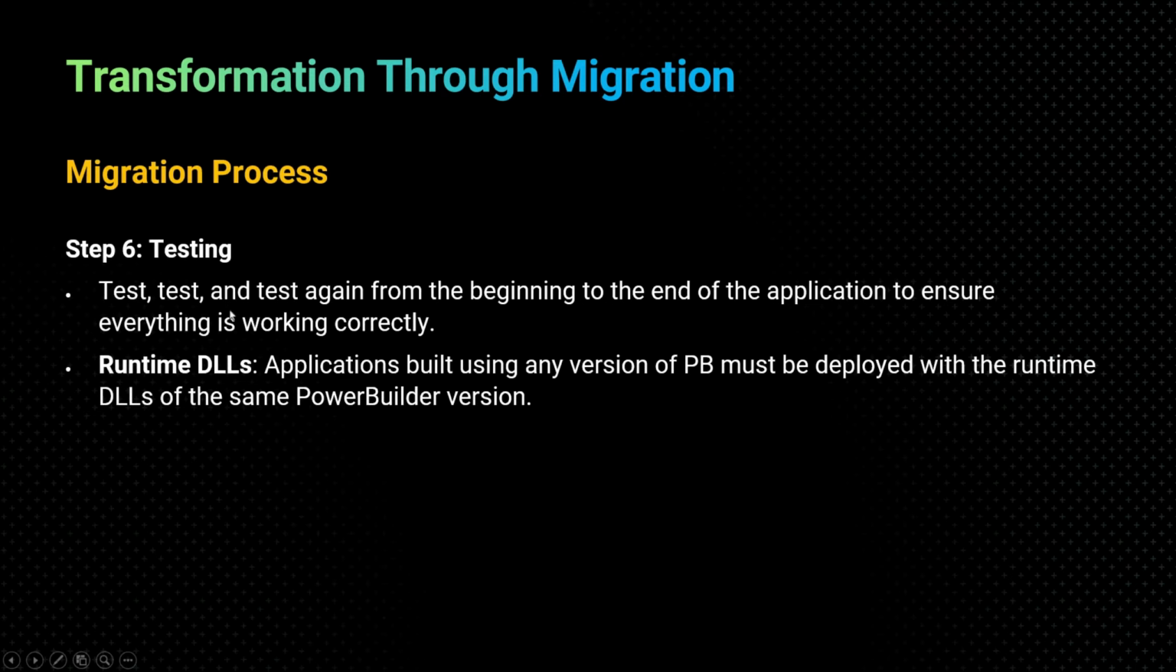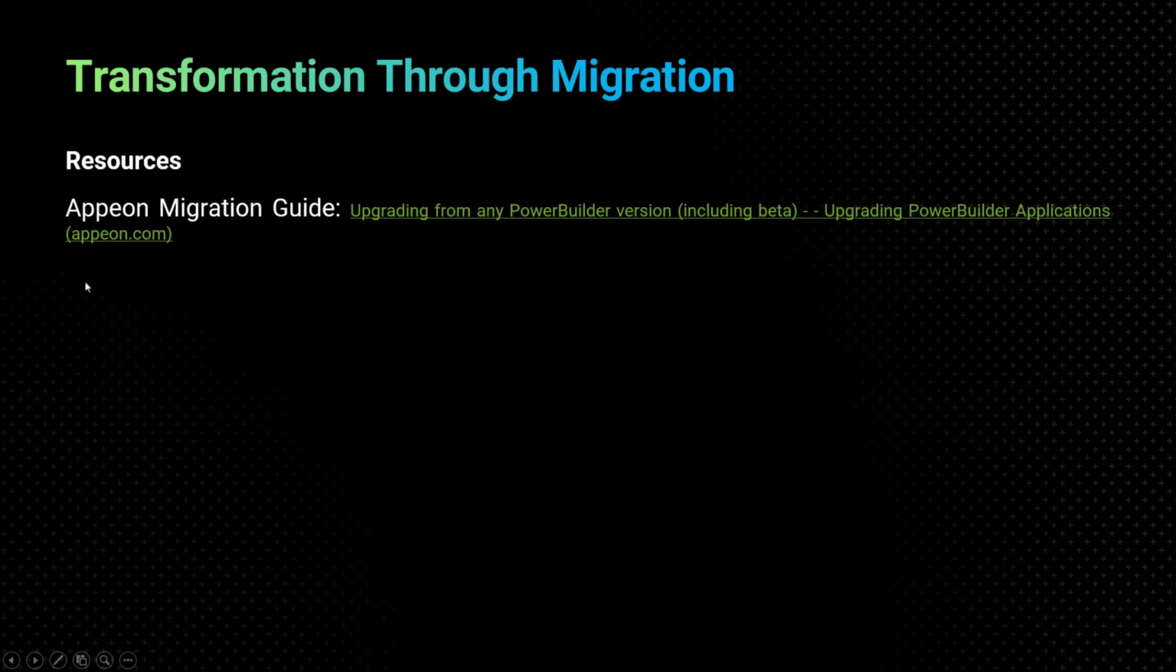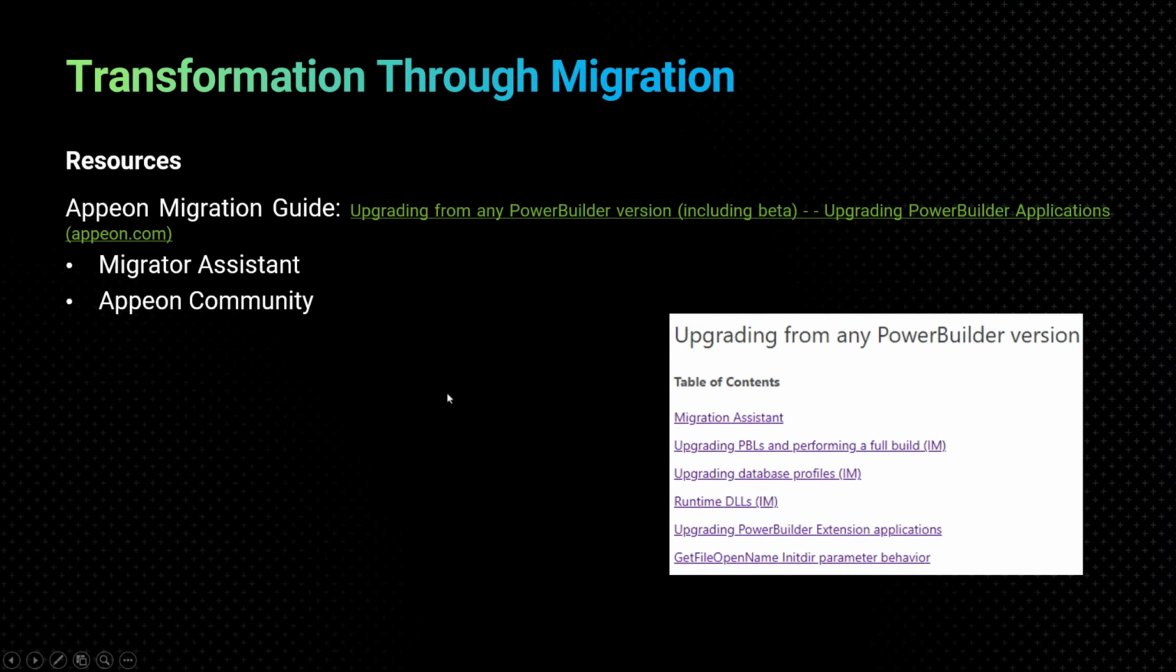Runtime DLLs. We have to remember that the applications built using any version of PowerBuilder must be deployed with the runtime DLLs of the same PowerBuilder version. Resources. The resources that we can use are the Appeon Migration Guide, and we can also use the Migrator Assistant, so we can see through this tool the obsolete and discontinued features as we saw before, and the Appeon community. The Appeon community is a huge help on this site to solve issues.